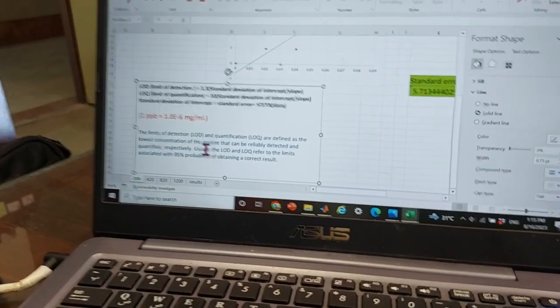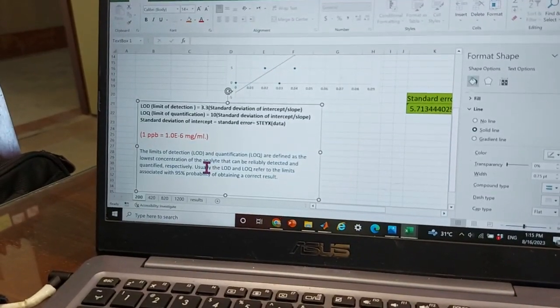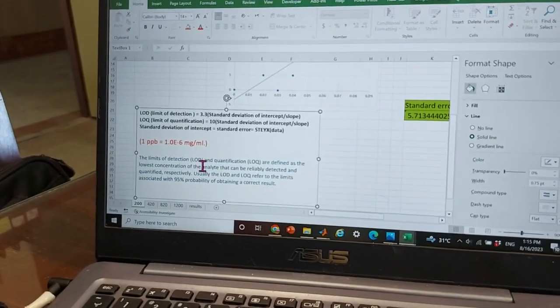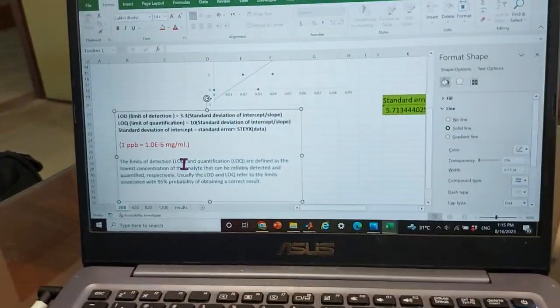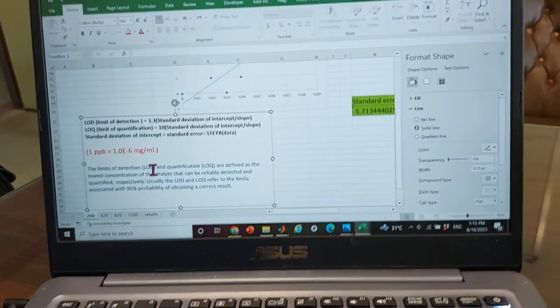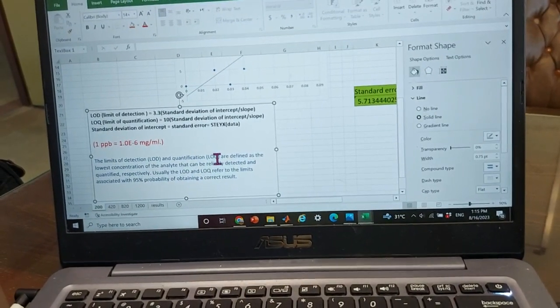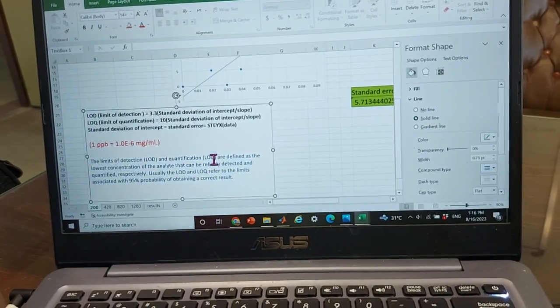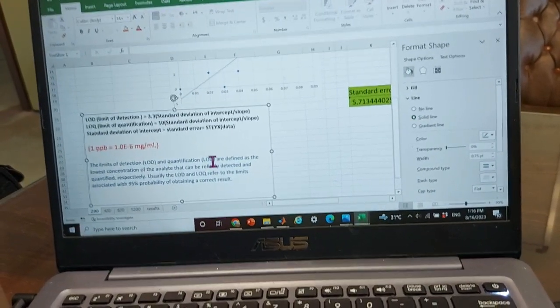For example, you have some melamine, and you don't know if you can detect it or not. If its concentration is higher than the limit of detection, you can detect it. If your concentration is less than the limit of detection, your sensor can't detect it. If the concentration is higher than the limit of quantification, again, you can detect and quantify it.